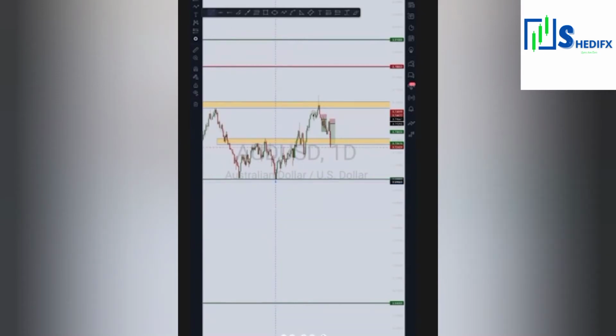So meanwhile, we are having a trend line here. And everybody can see the touches on the trend line.